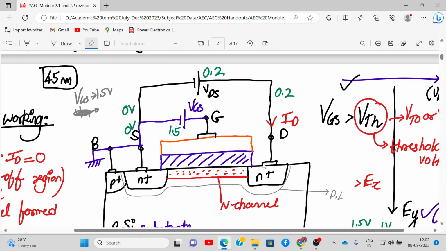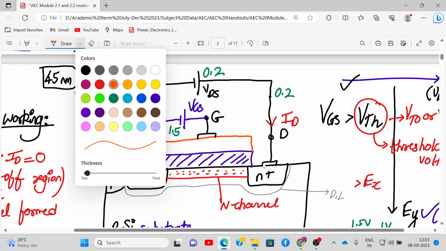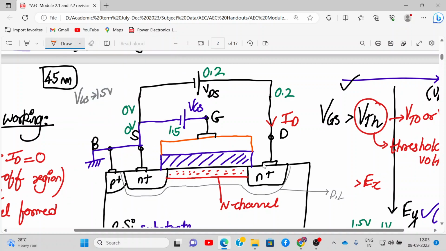No, not VDS. VGD. VGD voltage, how much is it? The VG voltage is 1.5 and the drain voltage is 0.2. So how much is it? 1.3 volt, correct? Yes or no? Tell me. Yes, sir.